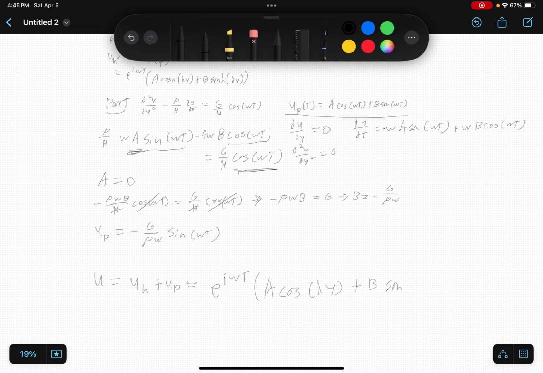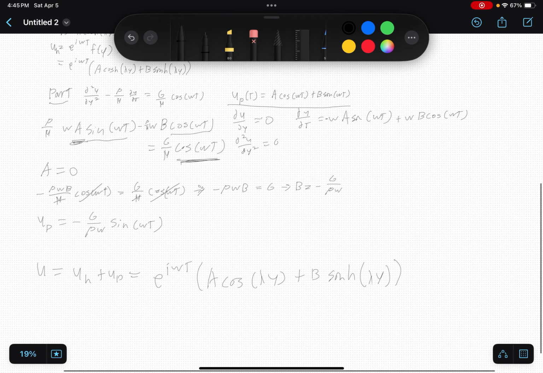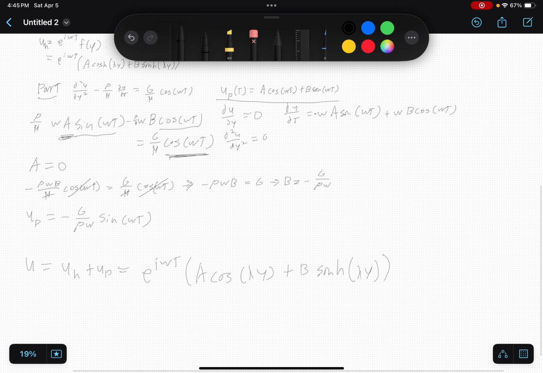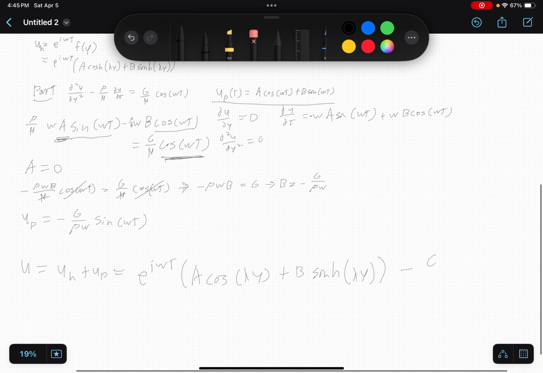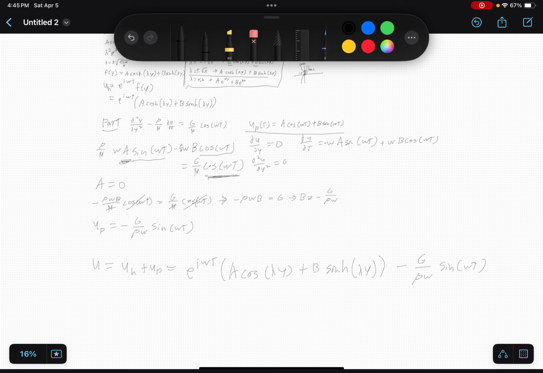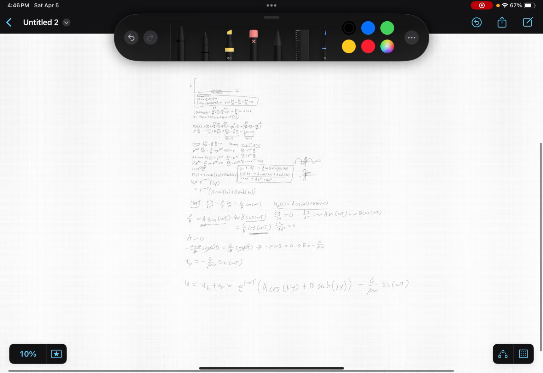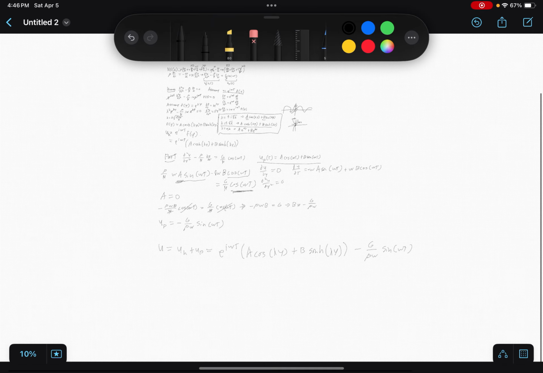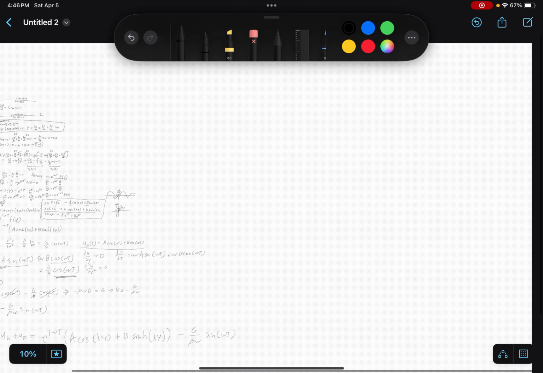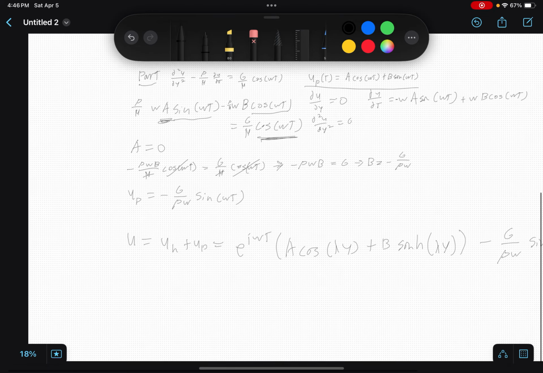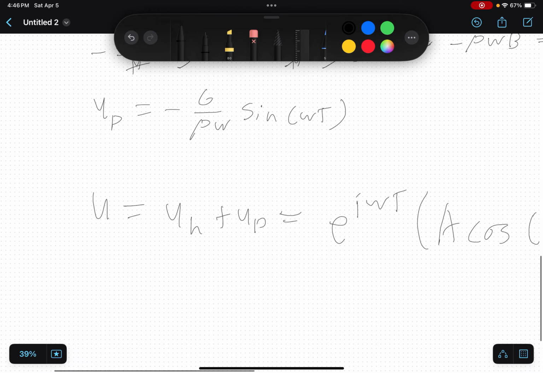B sinh lambda y minus g over density w sine wt. Is that what I have? That is exactly what I have. Okay, cool. Why aren't you letting me go down? Load more. There's no way that's it. Dang it, I have to write super small now. Okay.